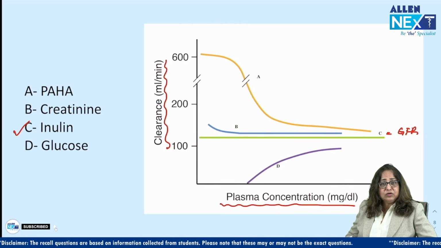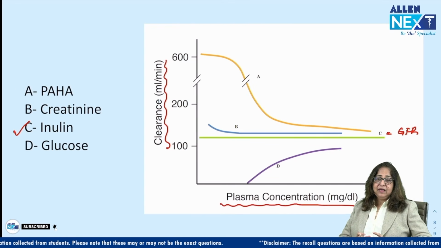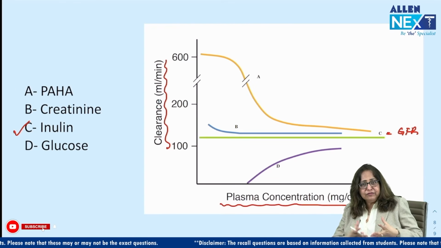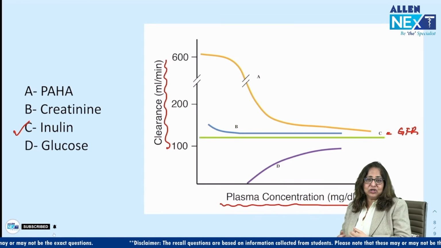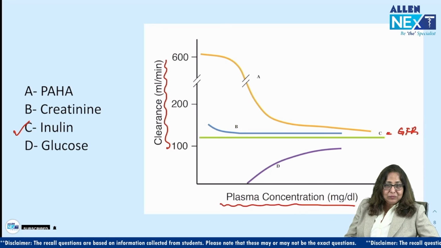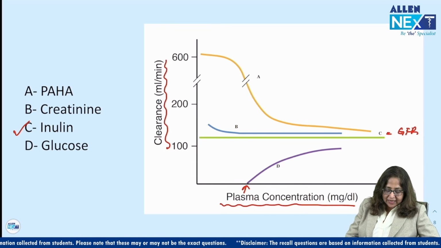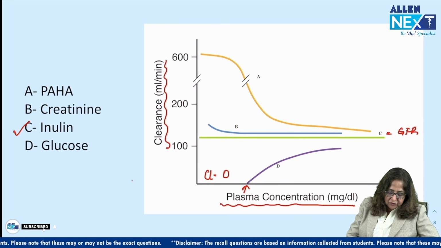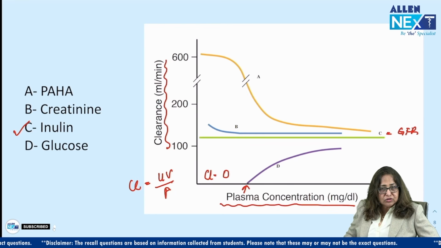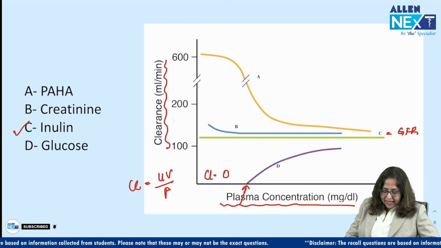Inulin is a substance freely filtered, not reabsorbed, not secreted, and its clearance is equal to the GFR. The rate at which inulin is cleared from the plasma is the rate at which it is being filtered. Substance D is reabsorbed. Below a certain plasma concentration, it is completely reabsorbed and clearance is 0. What is the formula for clearance? Clearance of any substance is UV by P. If urinary concentration of a substance is 0, clearance will be 0. So below what is known as the renal threshold, glucose is.